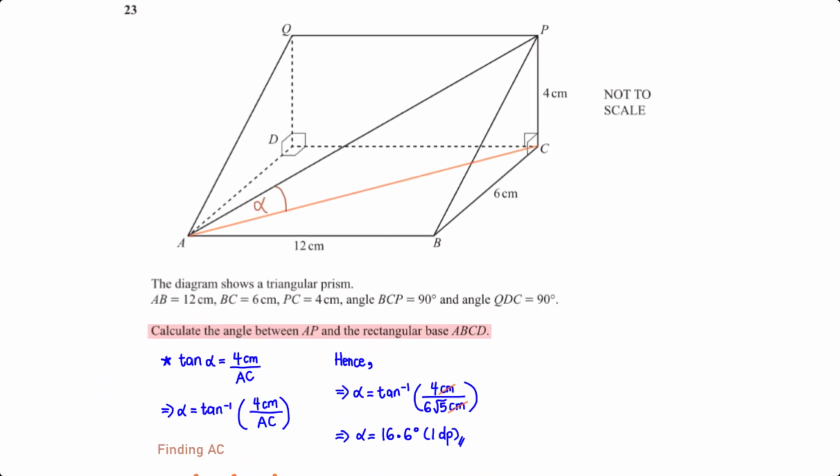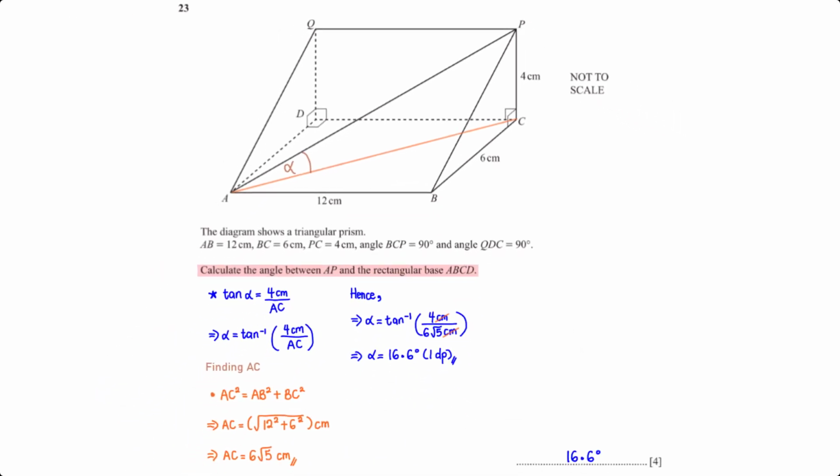To get alpha, we apply SOHCAHTOA to triangle ACP. This gives us tan alpha equals 4 centimeters divided by AC. When we make alpha the subject, this is what we have. We need to find AC.